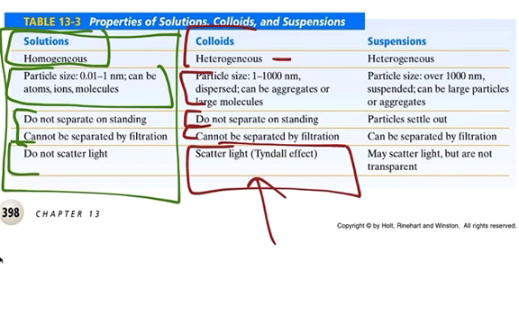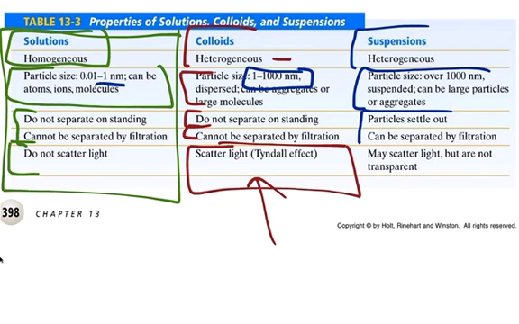Now, if we go to suspensions, again, our particles get a little bit bigger. And notice they do have particle size. So these are less than 1 nanometer, between 1 nanometer and 1,000 nanometers, which actually is a very broad range, or over 1,000 nanometers. Now, suspensions, the particles are literally suspended in the solvent. I'm going to use the word solution; solvent is probably the better word for that. But the particles will settle out, and they can be separated by filtration, and they can scatter light, but they're not transparent. We can't see through them.